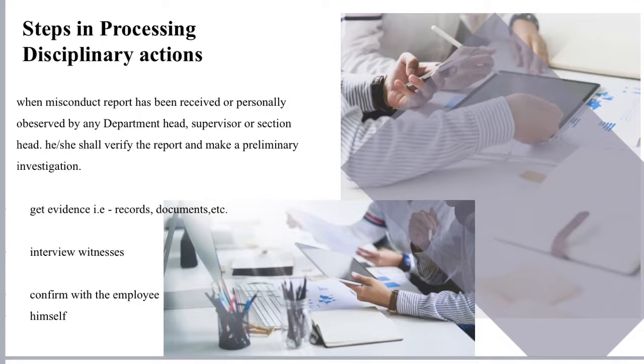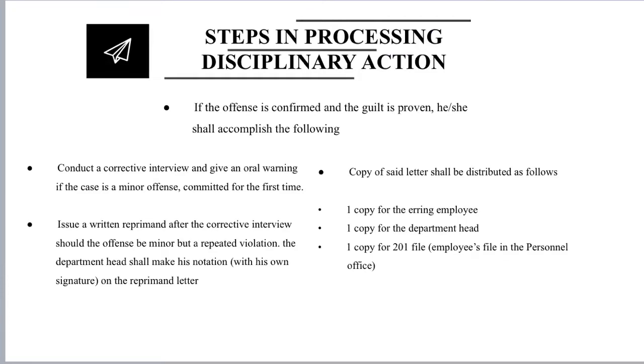First, when a misconduct report has been received or personally observed by any department head, supervisor, or section head, he or she shall verify the report and make a preliminary investigation. He or she shall get evidence, records, documents, etc., interview witnesses, and confirm with the employee himself. Next, if the offense is confirmed and the guilt is proven, he or she shall accomplish the following.